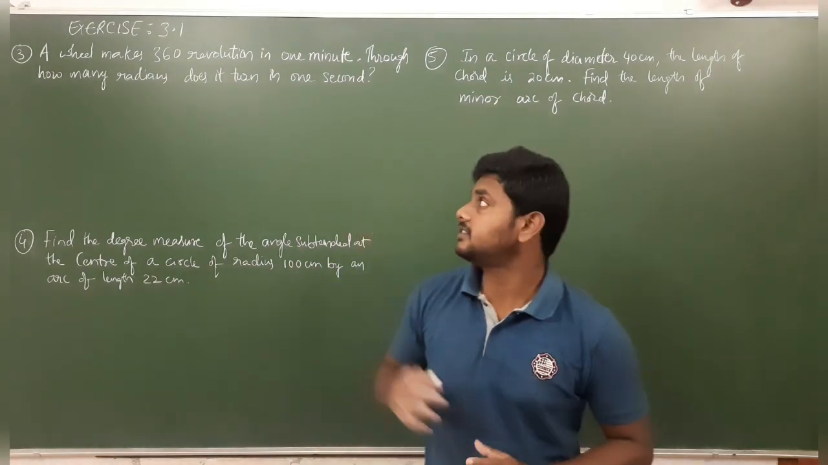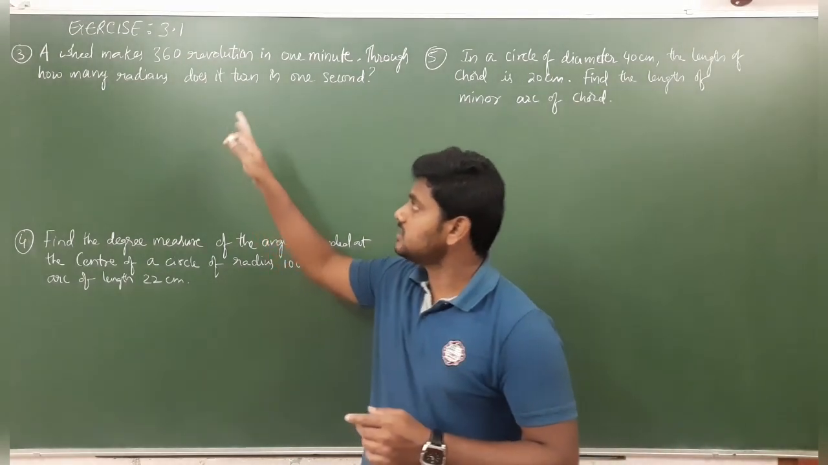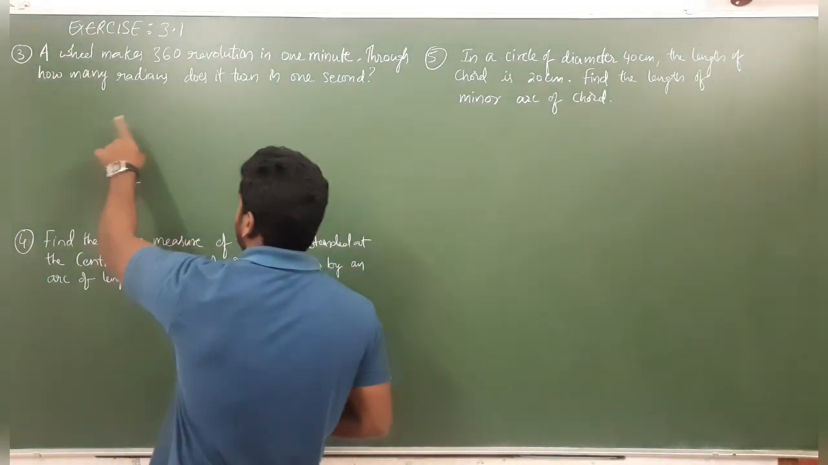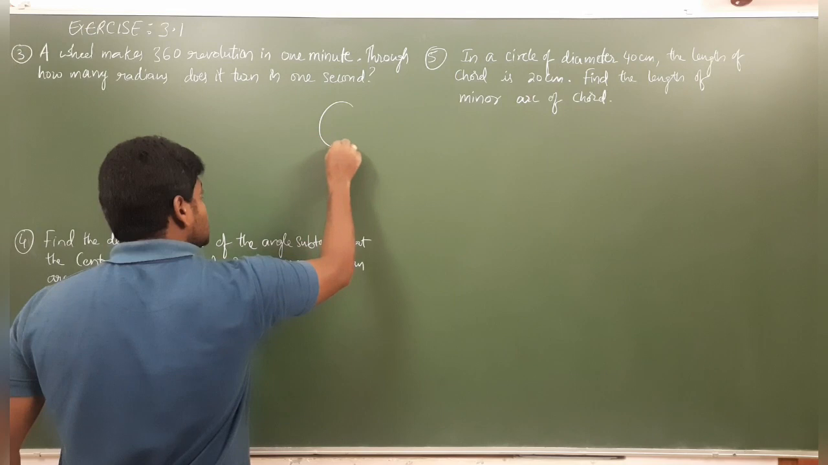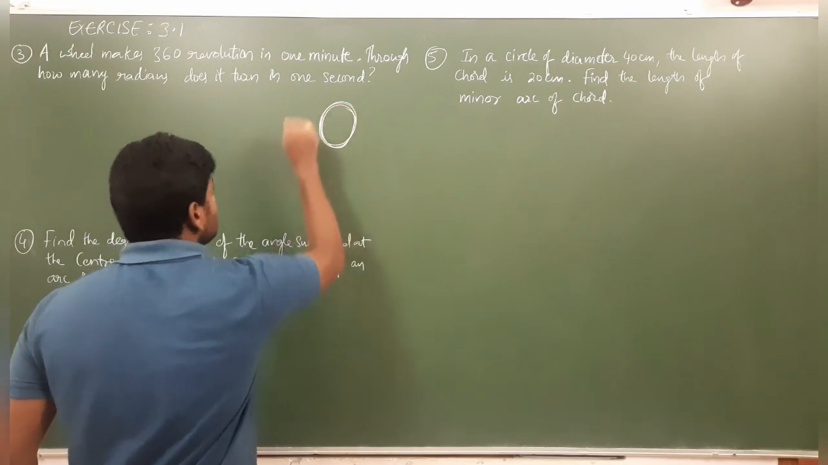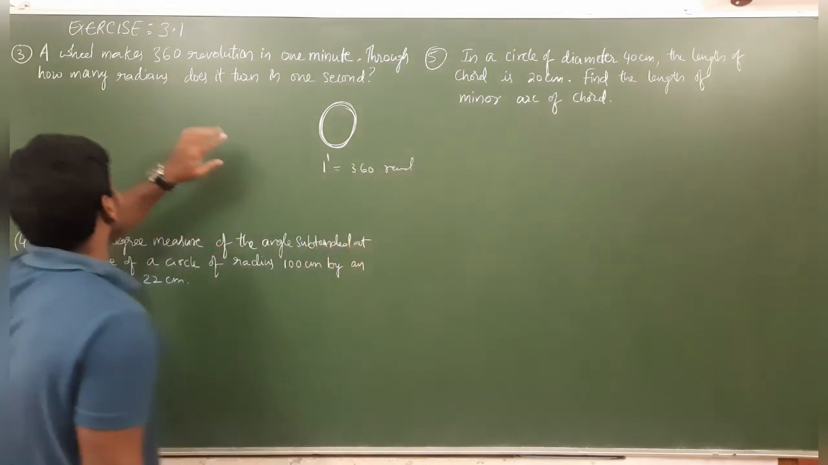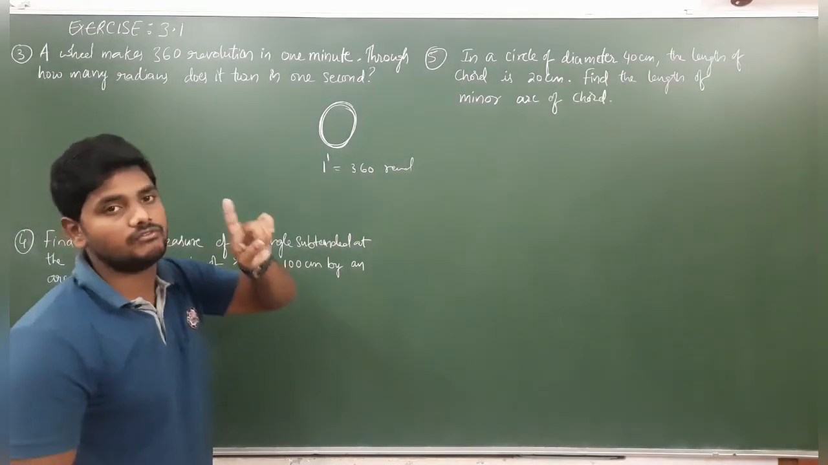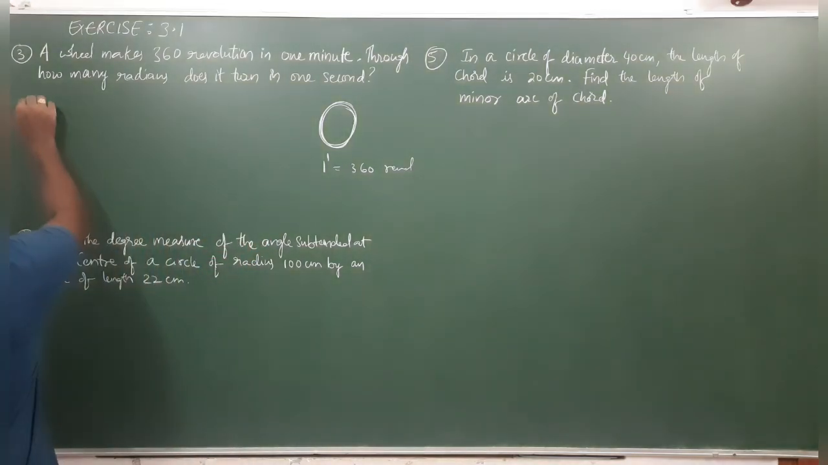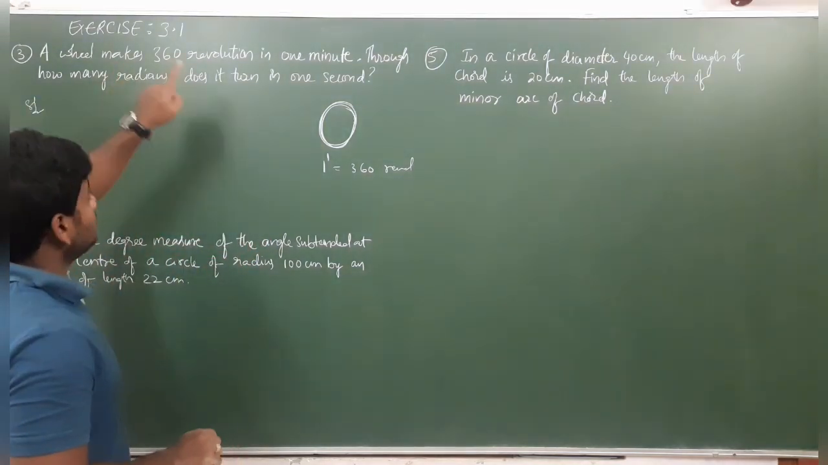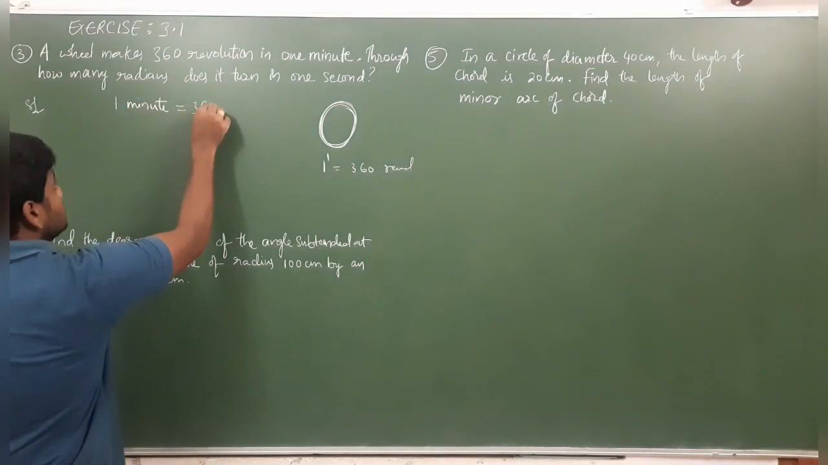Now we will start the exercise 3.1 solution, which is on the basis of today's concept. Question number 3 from exercise 3.1: a wheel makes 360 revolutions in 1 minute. Through how many radians does it turn in 1 second? See, the question is very clear. In 1 minute, 360 revolutions. 1 minute is equal to 360 revolutions.